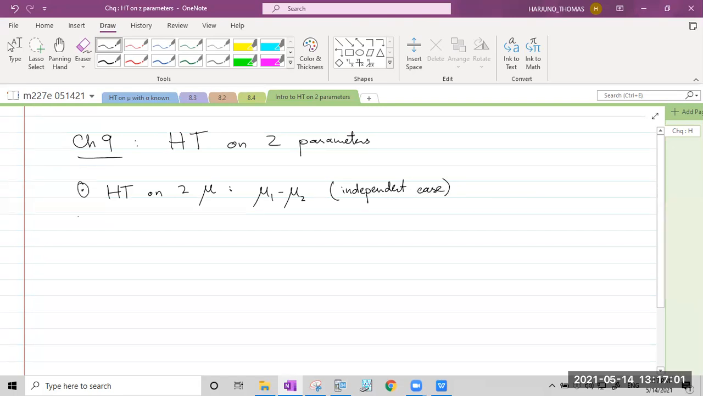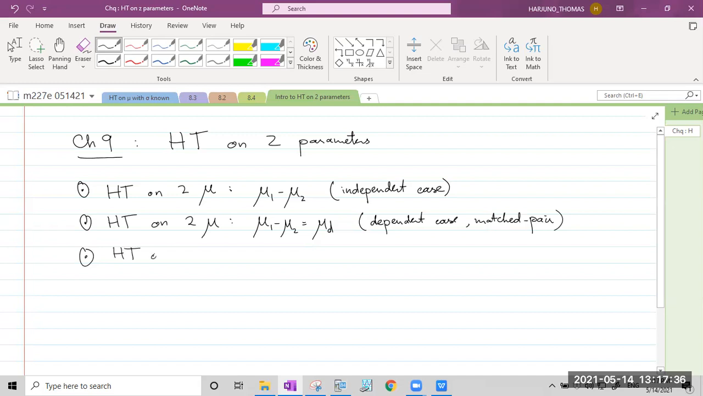Then after that, I will do hypothesis testing on 2 population means again. But that will become mu d, the mean of the difference, because we will be dealing with the matched pair dependent case. And the last one will be hypothesis testing on 2 population proportions. That's p1 minus p2.